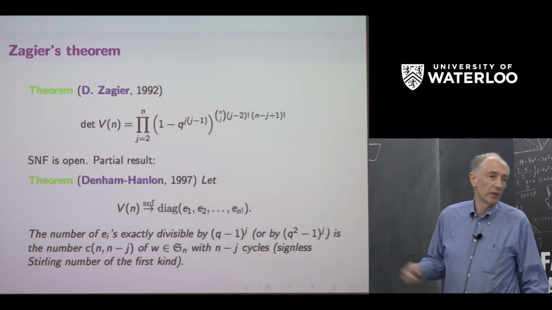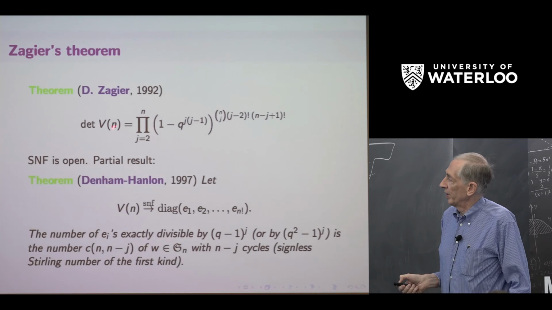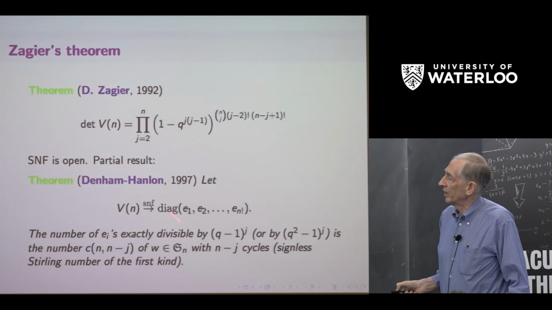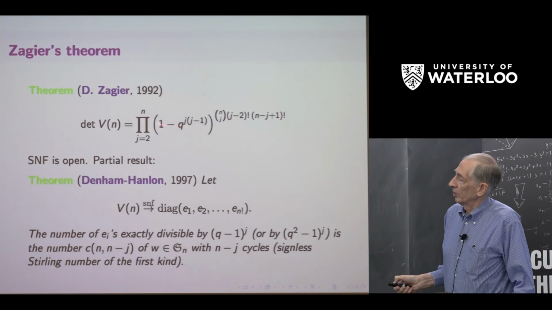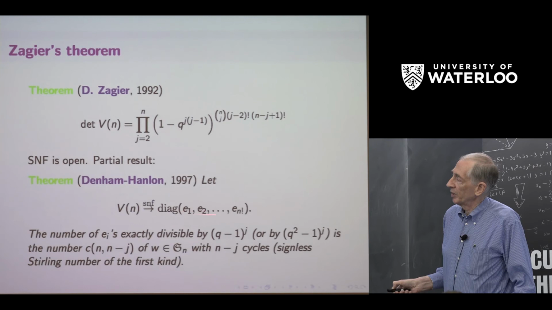The best, really the only significant partial result is due to Denham and Hanlon about the SNF of this matrix V_n, namely, how many times does q minus 1 divide each entry? The product of these diagonal elements is this product. So they're all products of cyclotomic polynomials. And so for every root of unity, we can ask for that cyclotomic polynomial, how many times does it divide each e_i? So we can start out with 1.